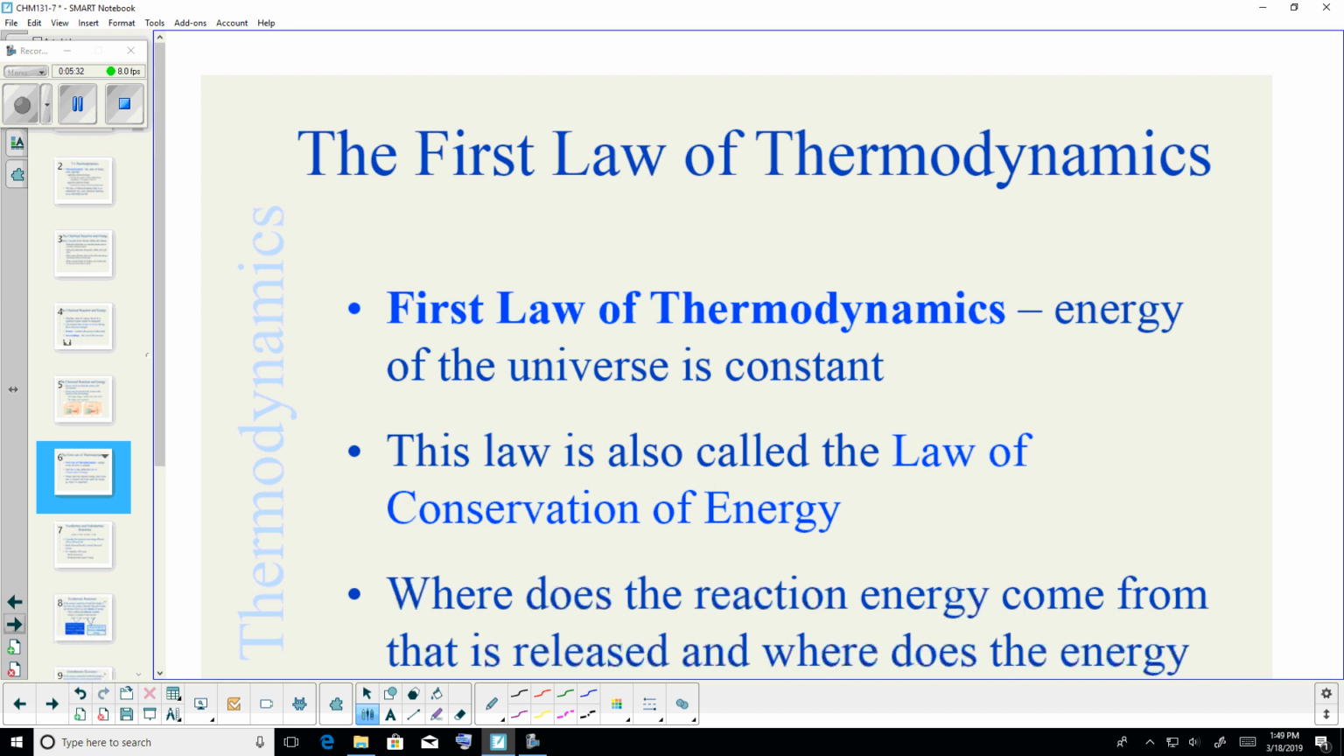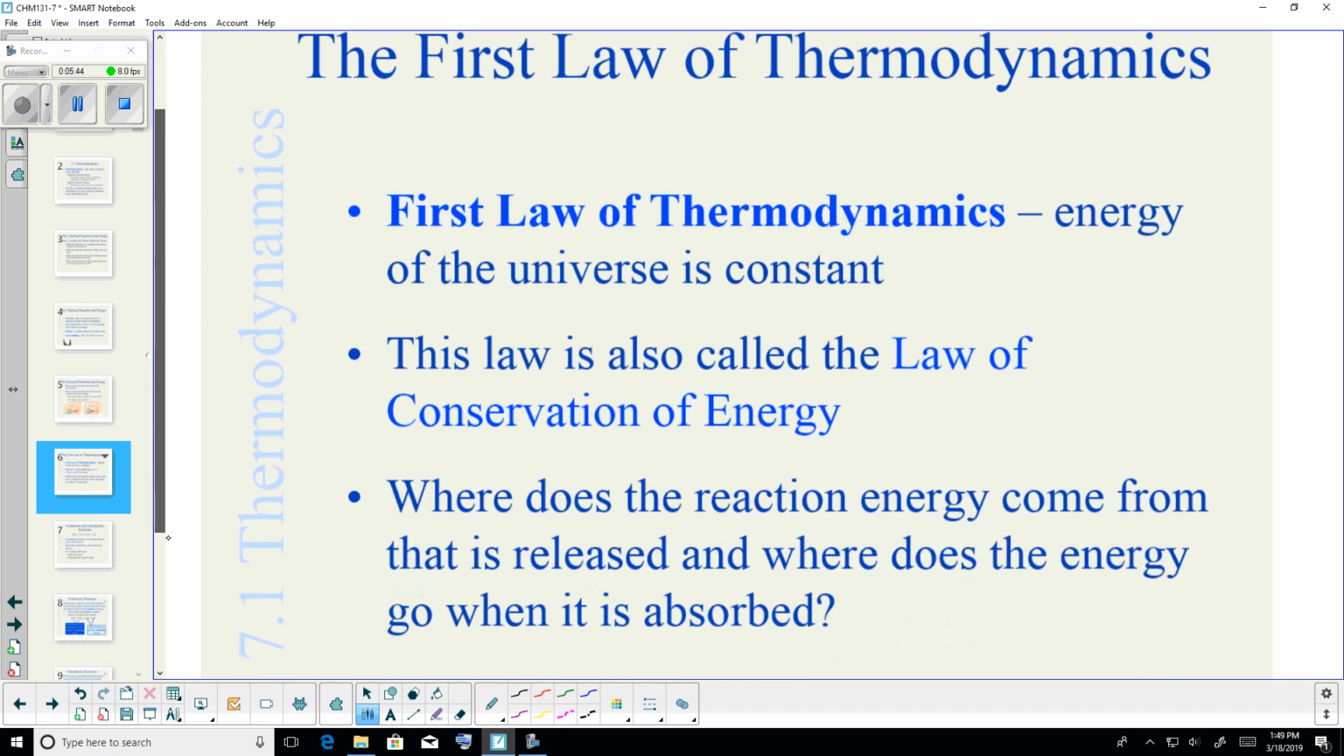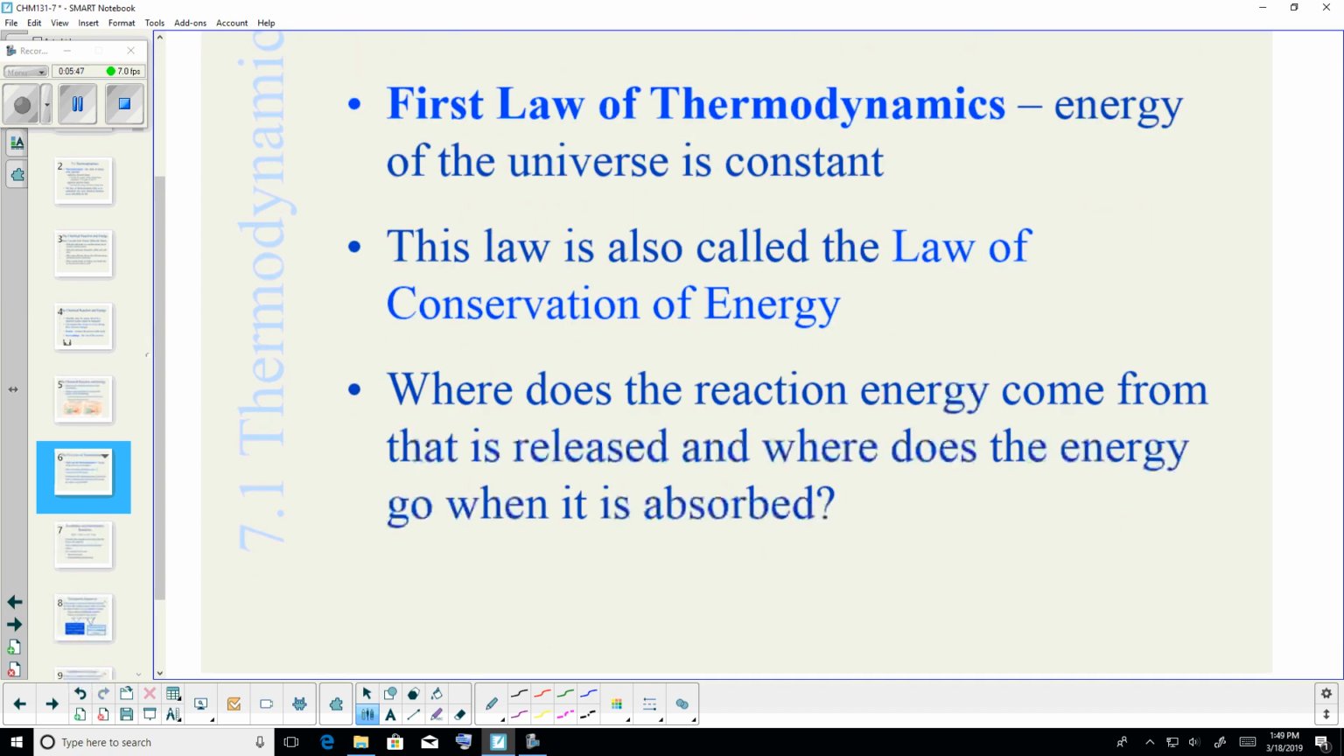The first law of thermodynamics: the energy of the universe is constant. All the energy in the universe, once it was created, that's it. It's also called the law of conservation of energy. So where does the reaction energy come from that is released, and where does the energy go when it's absorbed? Good question.